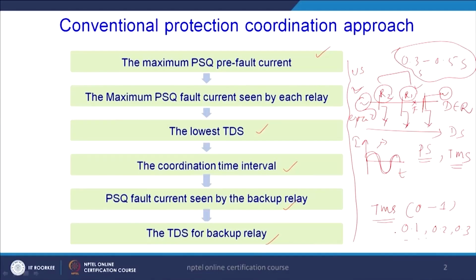Towards the end of this feeder, the downstream side, for this relay we keep the lowest TMS. The lowest TMS means the time of operation of the relay should be very quick. If the magnitude of the TMS is higher, like maybe 0.8, 0.7, then the relay will take more time to trip for a particular fault position. These are very basic concepts as far as the coordination of directional overcurrent relays is concerned, and the coordination interval should also be maintained.